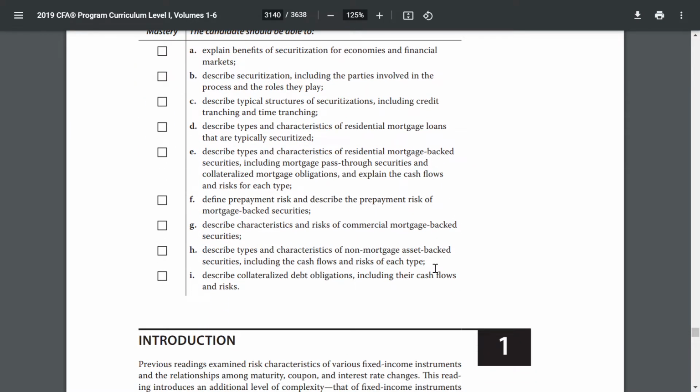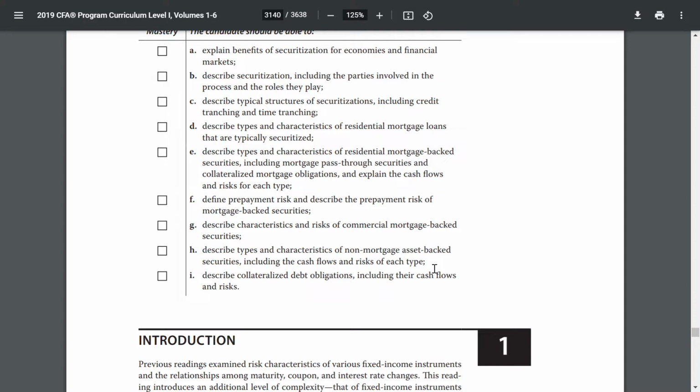the parties involved in the process and the roles they play, describe typical structures of securitization, including credit tranching and time tranching, describe types and characteristics of residential mortgage loans and how they are typically securitized. Describe types and characteristics of residential mortgage-backed securities, including mortgage pass-through securities and collateralized mortgage obligations, and explain the cash flow and the risk for each type.